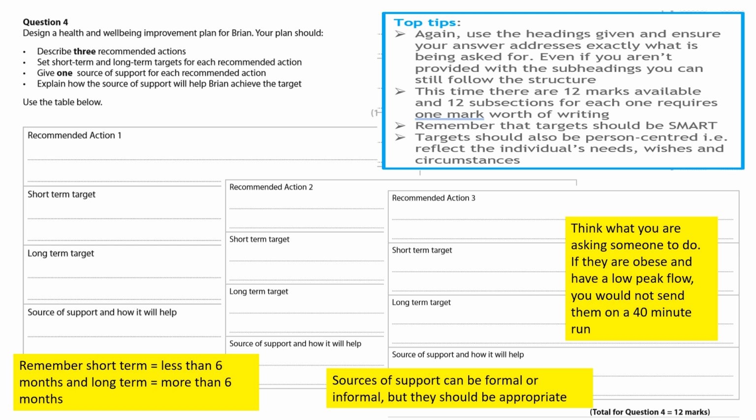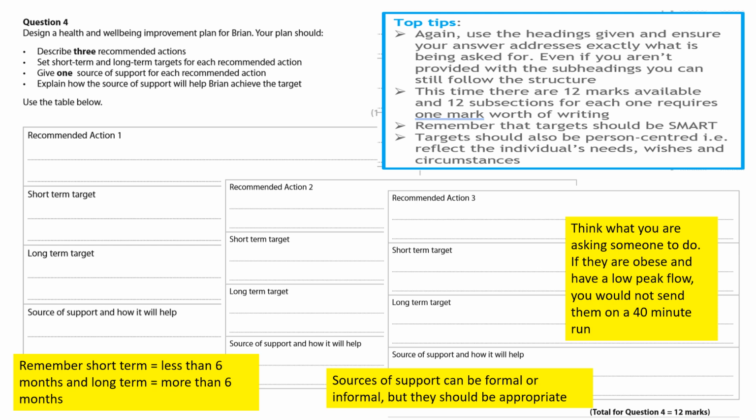Use the headings given and ensure your answer addresses exactly what is being asked for. Even if you aren't provided with the subheadings, you can still follow the structure. There are 12 marks available. Targets should be SMART. They should also be person-centered. They should reflect the individual's needs, wishes, and circumstances. This will get you the higher marks.